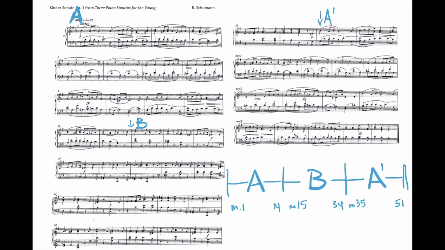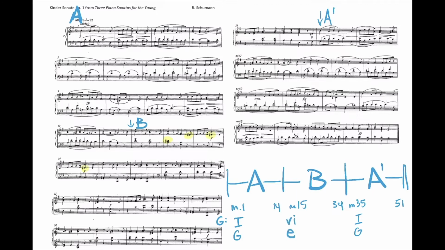Let's also talk a little bit about key areas. The overall key is G major. You can see that we begin and end in G major. We do modulate in measure 15. Do you see a lot of those D sharps happening in there? Those D sharps are implying the key of E minor. That is a closely related key to G major. And not only is it closely related, but it's also the relative minor.